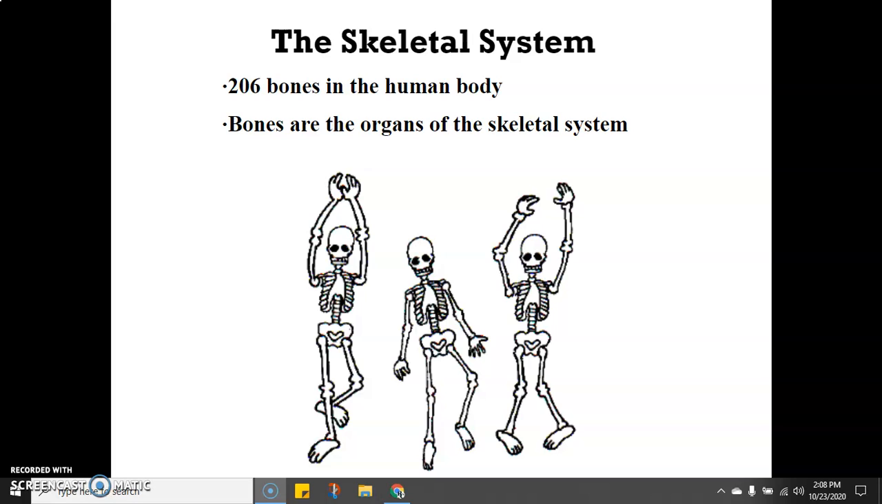Get your slides ready. There's 206 bones in the body, and we're going to learn them all. No, not necessarily. Only about 30 or so, the key bones. But there are 206 total in the average human body. Of course, if you were, say, missing an arm, you would have fewer than 206, things like that. So bones are the organs of the skeletal system. All right, so a bone is an organ. It is made up of multiple tissues that work together to form this organ. Okay, so bones are the organ.